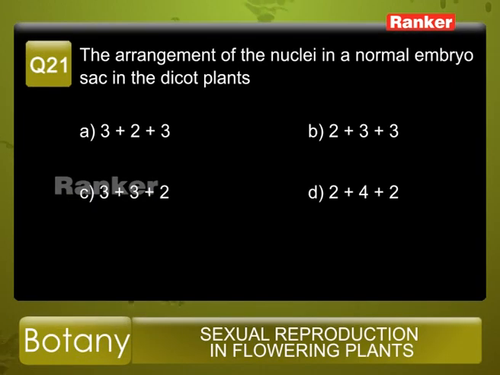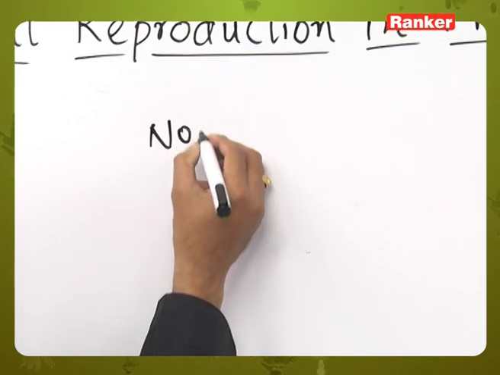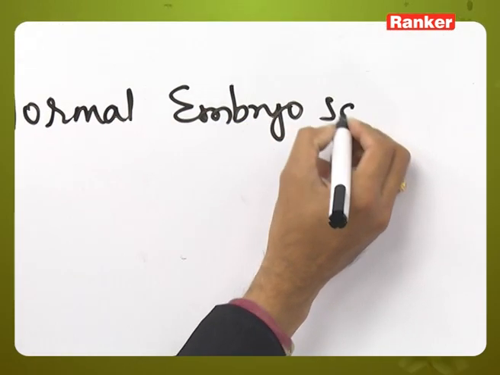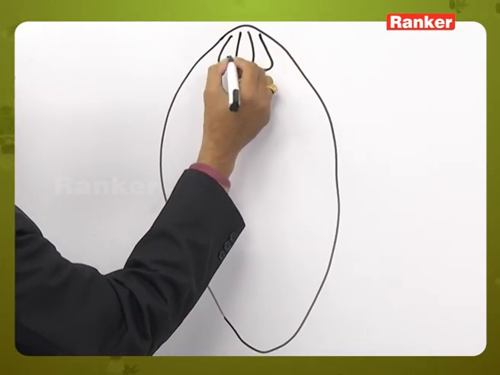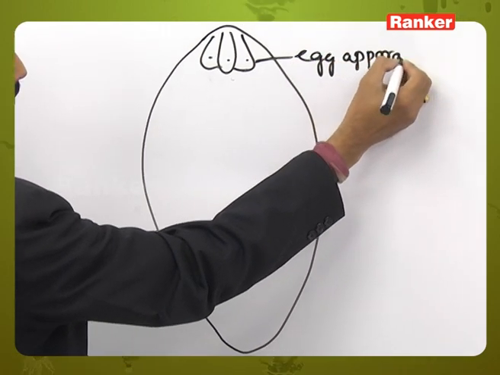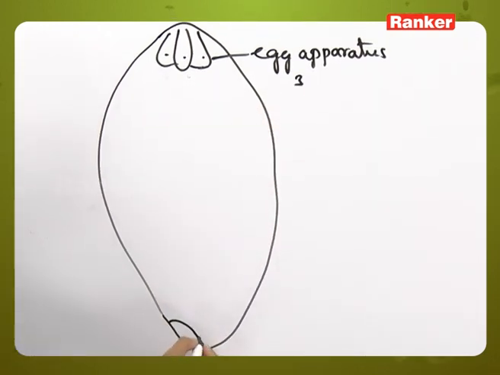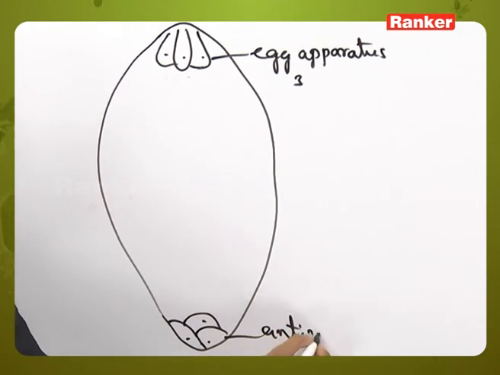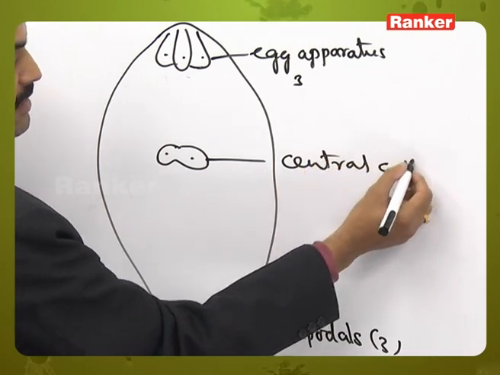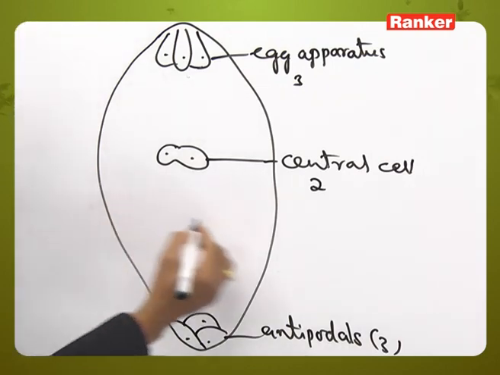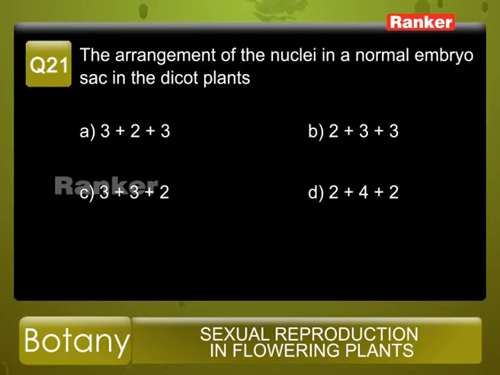Question number 21. The arrangement of the nuclei in a normal embryo sac in the dicot plants. The given options are A, 3 plus 2 plus 3, B, 2 plus 3 plus 3, C, 3 plus 3 plus 2, and D, 2 plus 4 plus 2. So here in the normal embryo sac, if you observe the structure, on the micropylar side we can see the presence of three cells. This is the egg apparatus where the three cells are present, and on the chalazal end three more cells are present. These are called antipodals, and in the center the two nuclei are present. This is called the central cell. The central cell contains one upper polar nucleus and one lower polar nucleus, so it is 2. So the arrangement will be 3 plus 2 plus 3. So from the given options, option A is the correct answer.